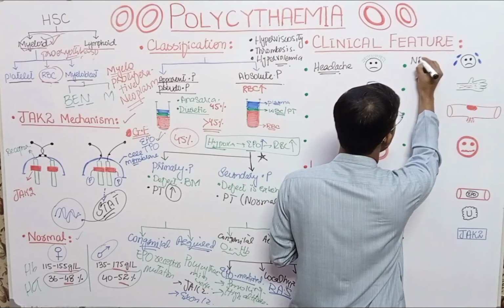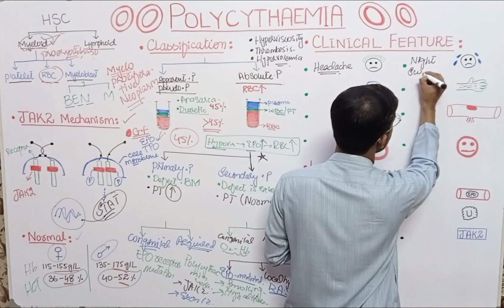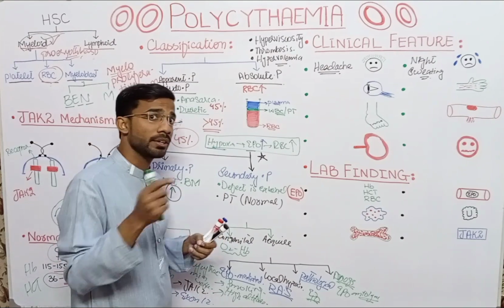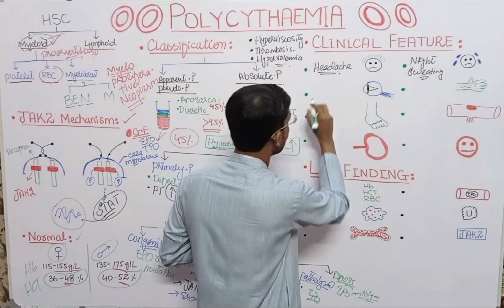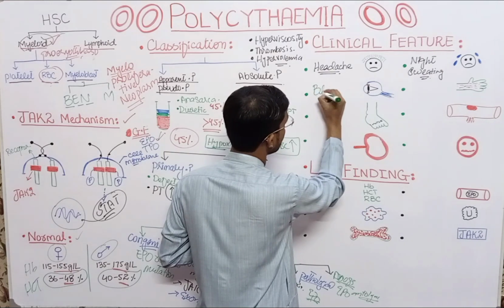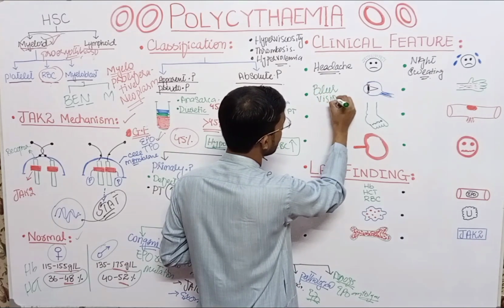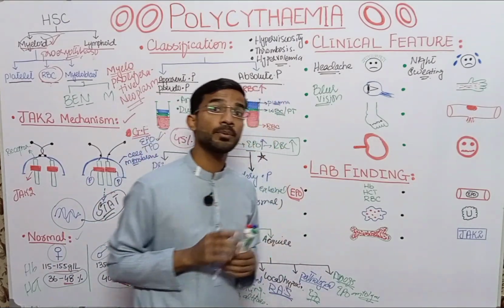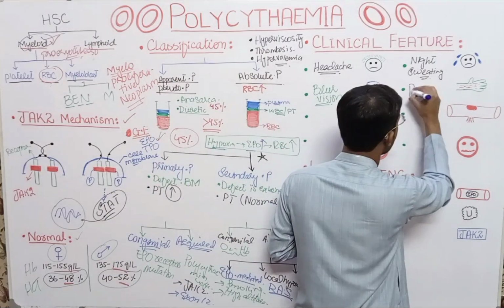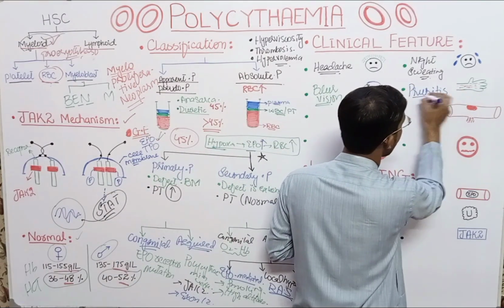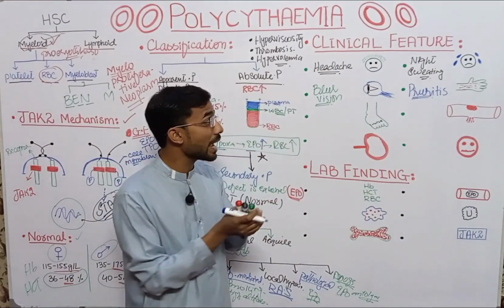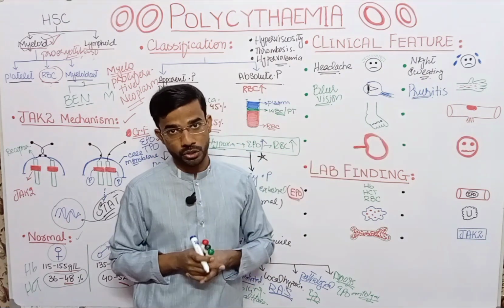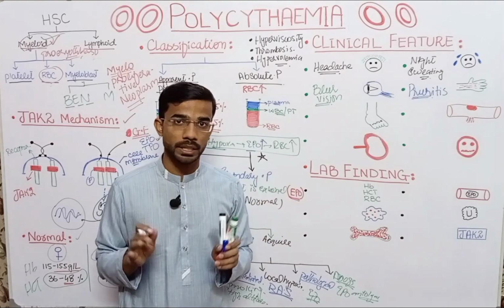So here is night sweating in polycythemia vera. Next, due to hyperviscosity, you will see blurred vision. Blurred vision is actually a clinical feature of PV, polycythemia vera. And you can also see pruritus, generalized pruritus. Pruritus can also be seen in polycythemia, and it is more severe when we take a shower, especially a hot shower. So you will see a lot of itching on the skin.